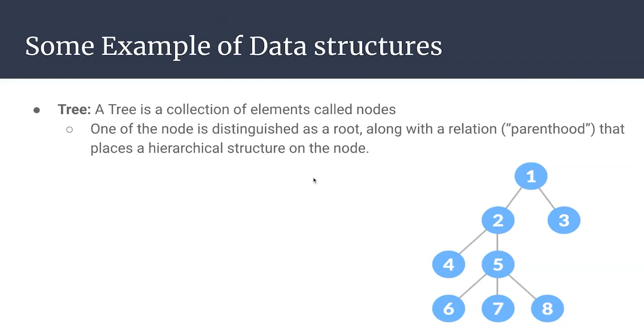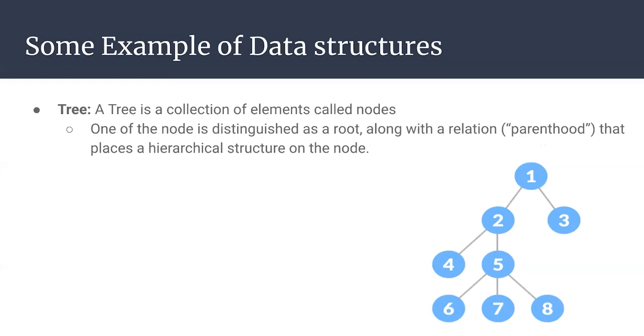Now we have another term which we call a leaf, right? A leaf is a node which doesn't have any child. So 3 doesn't have any child, so we call 3 a leaf node, right? 6 is also a leaf node, 4 is also a leaf node, 7 is also a leaf node, 8 is also a leaf node, right? So these are the leaf nodes that we have.